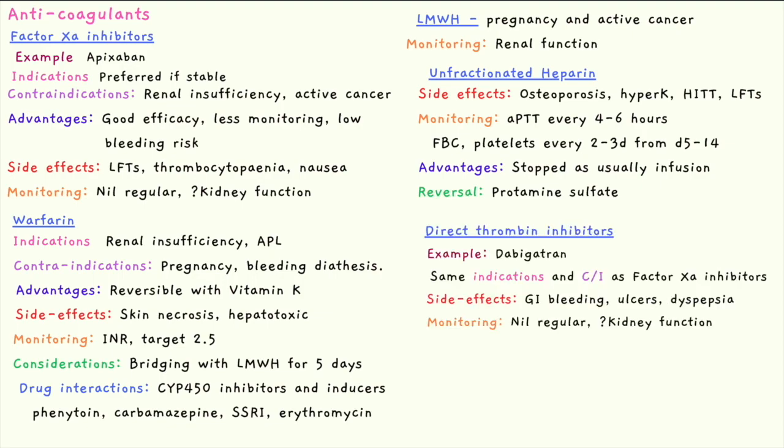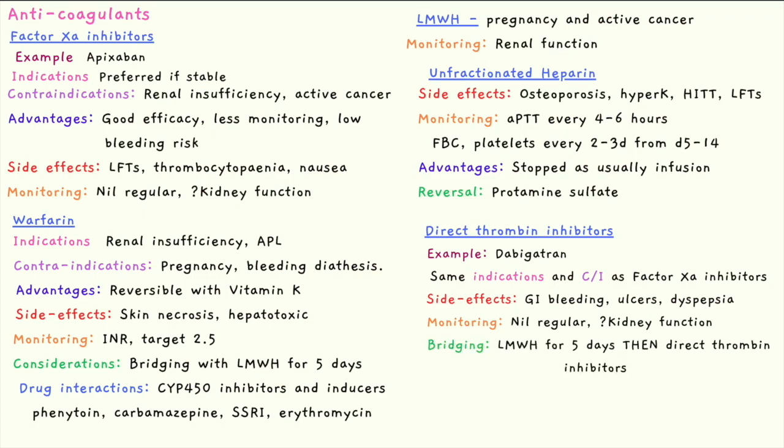The final class we're going to talk about are direct thrombin inhibitors, for example, dabigatran. These are also sometimes put in the same DOAC-NOAC group as factor Xa inhibitors, but they're different. But they do have the same indications and contraindications. Side effects, you're thinking gastrointestinal stuff, so GI bleeding, for example, ulcers, as well as dyspepsia. Monitoring, like factor Xa inhibitors, you don't have to do anything regularly, which is an advantage, but you have to check your kidney function.